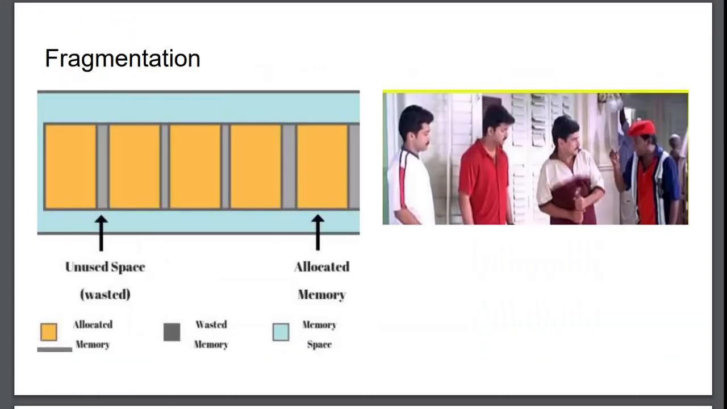And fragmentation, right? The amount of free space that is available in the main memory, that is what we call fragmentation, right? So this fragmentation is always unused space in some cases, because we cannot utilize it for any of the available processes. That is what we call wasted space.